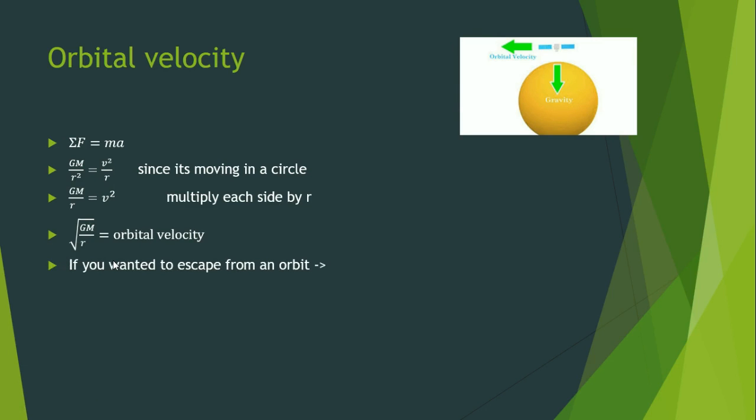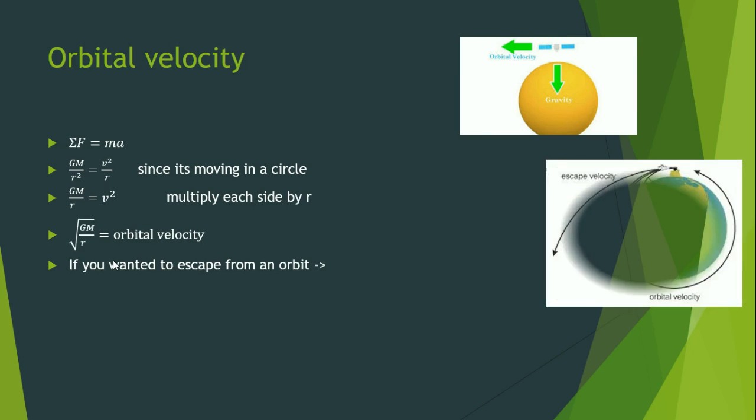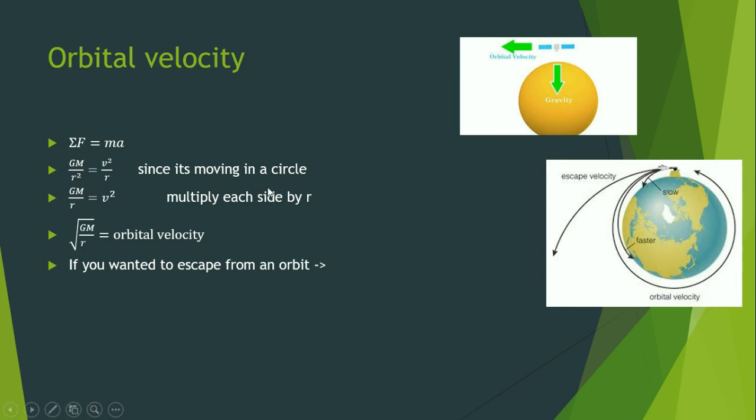So let's just say you want to escape from an orbit. So we're going to combine orbital velocity and escape velocity. We're in orbit, and now we want to escape, so we want to figure out the velocity we have to add to escape. The escape velocity is higher than the orbital velocity, so if we figure out the difference, we can figure out how fast we have to get to actually escape.